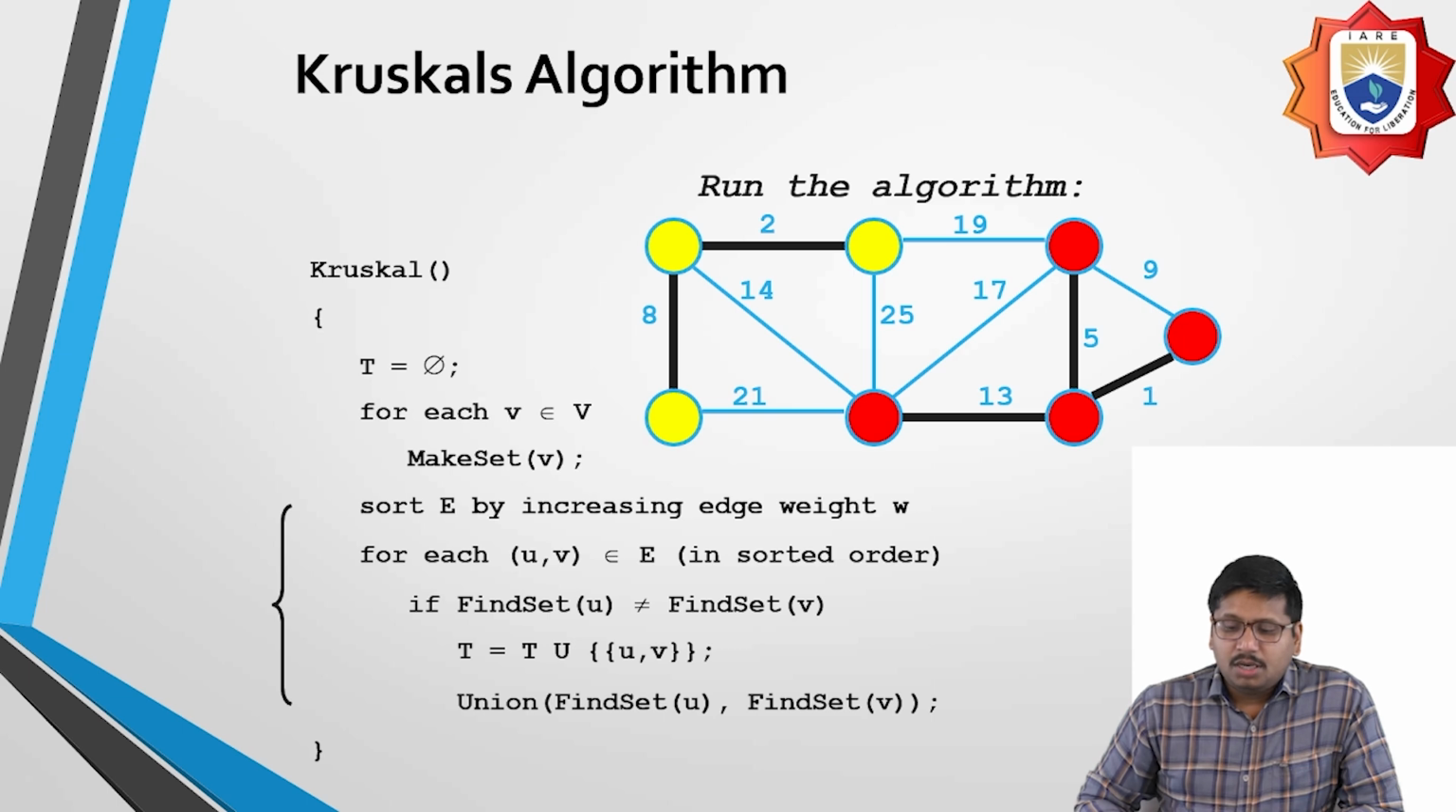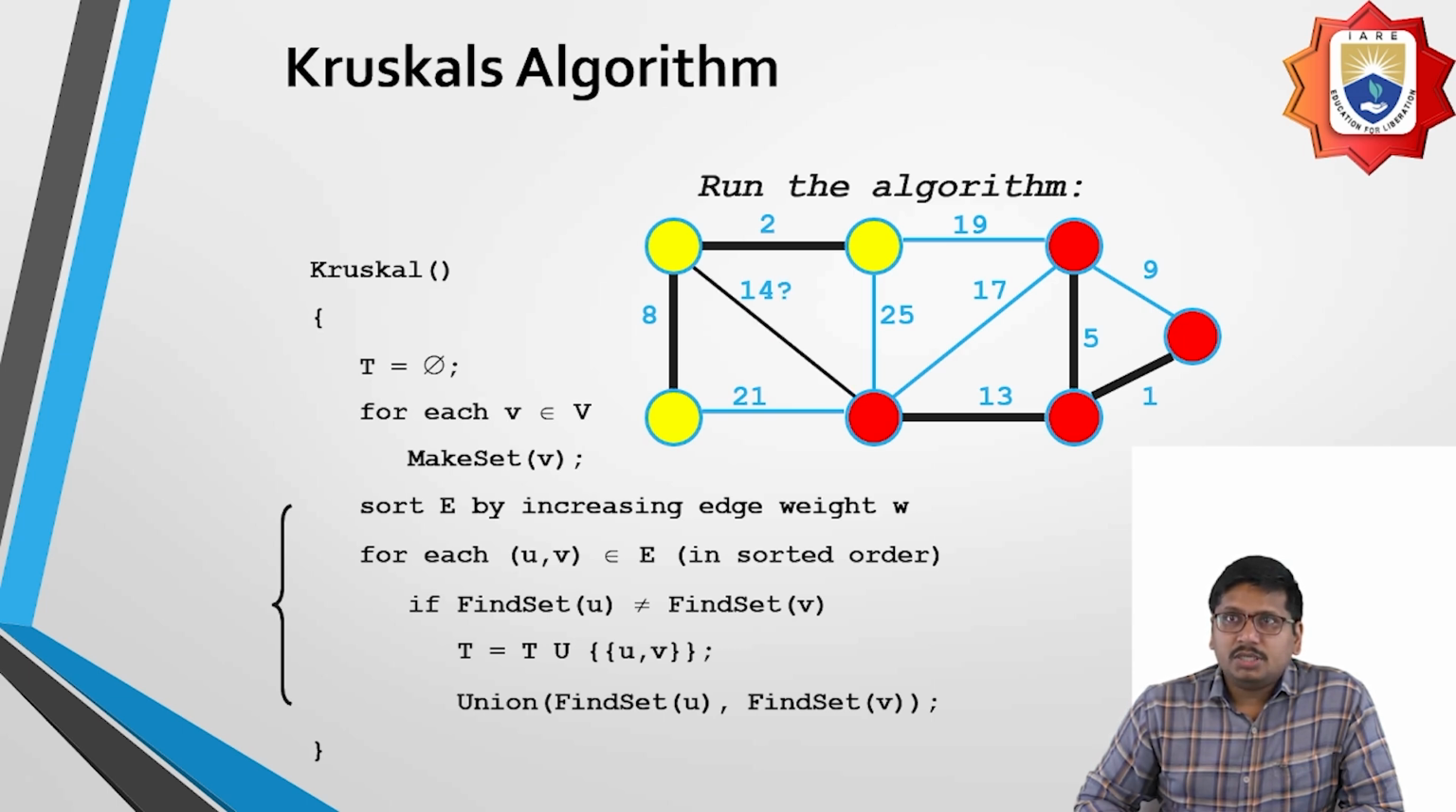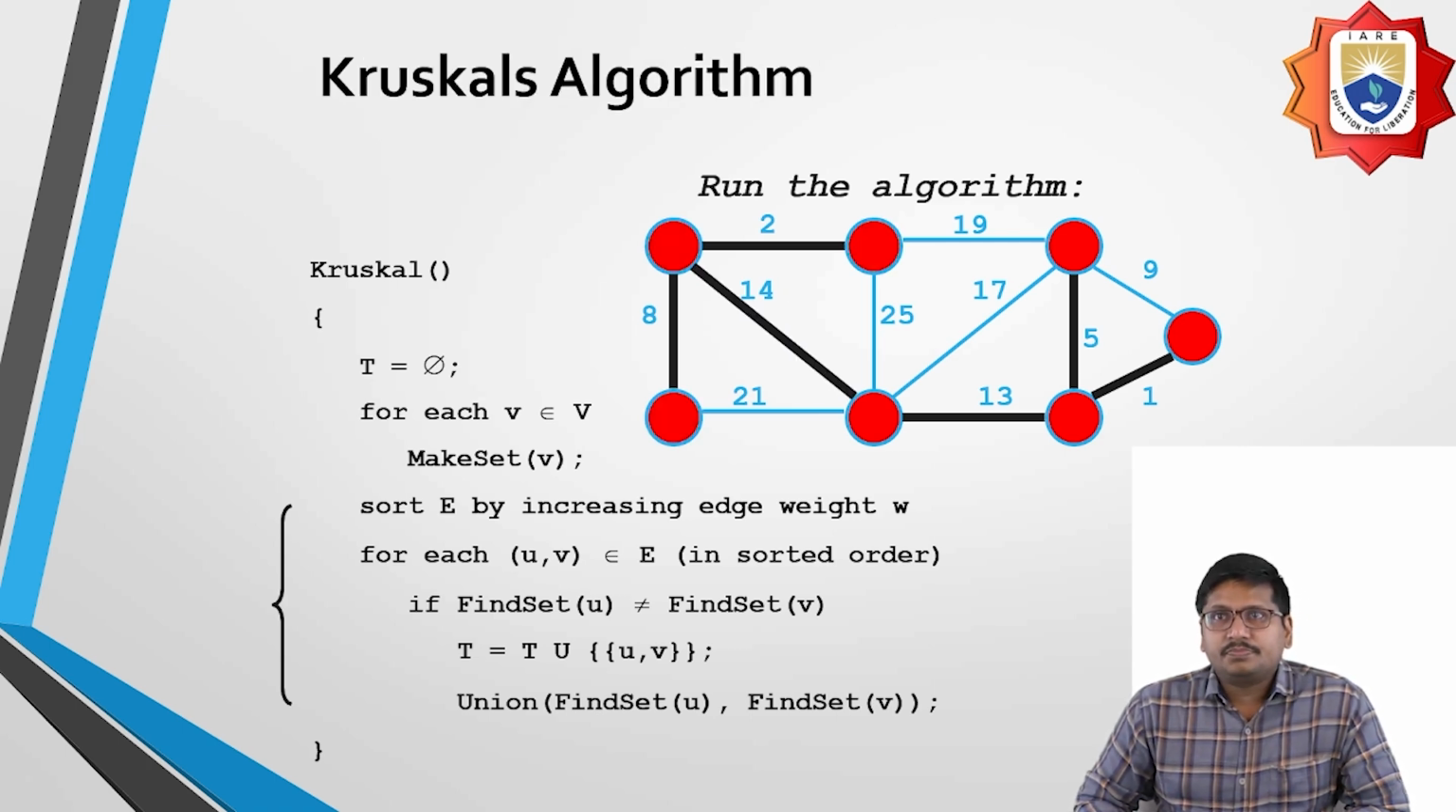And then the next minimum weight I'm going to consider is 14. So whether it is going to form a cycle or not, I have to check. It does not form a cycle, so that's why I'm going to mark this one also.